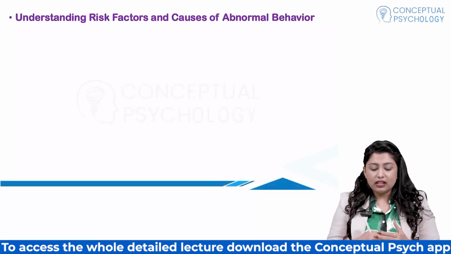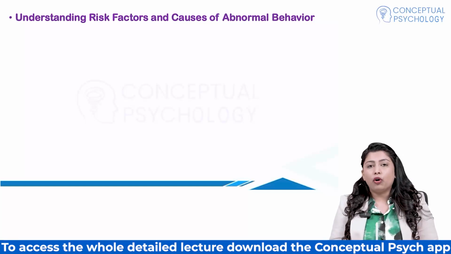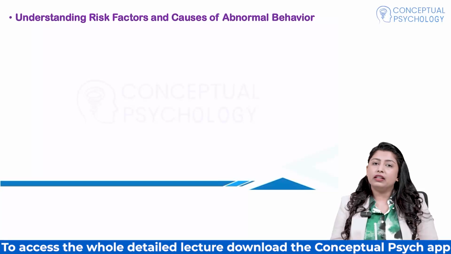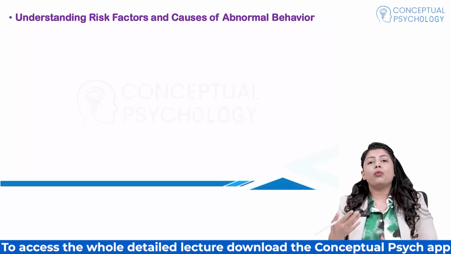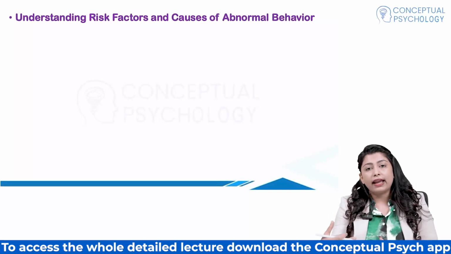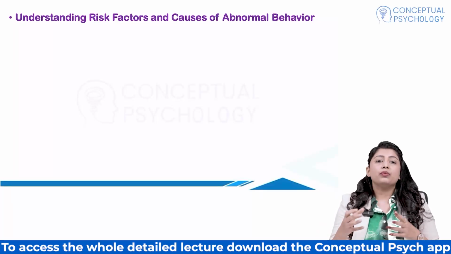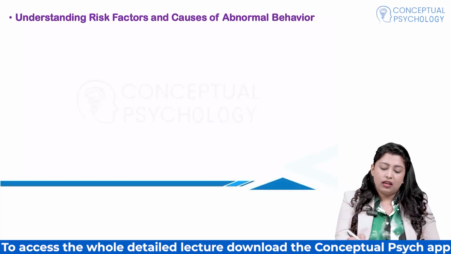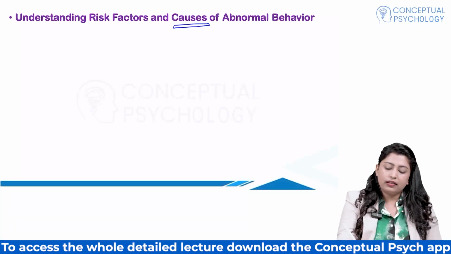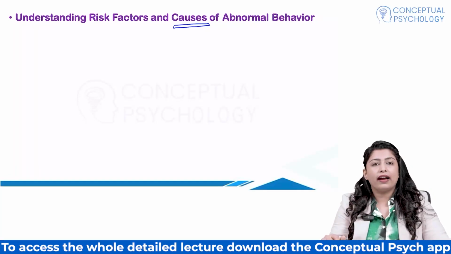Now, understanding risk factors and causes of abnormal behavior. One of the biggest questions in abnormal psychology is why do people feel emotionally disturbed or behave in an unhealthy way? If we could figure out what actually causes these problems, we might be able to prevent them or even help people recover more effectively, right? We'd also be able to diagnose disorders more accurately by understanding their causes instead of just looking at the symptoms. That's why we are trying to study the causal factors.